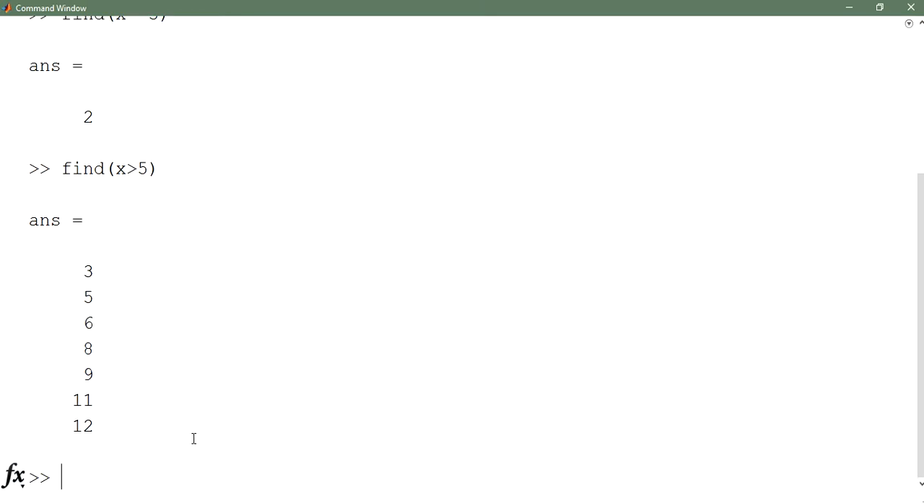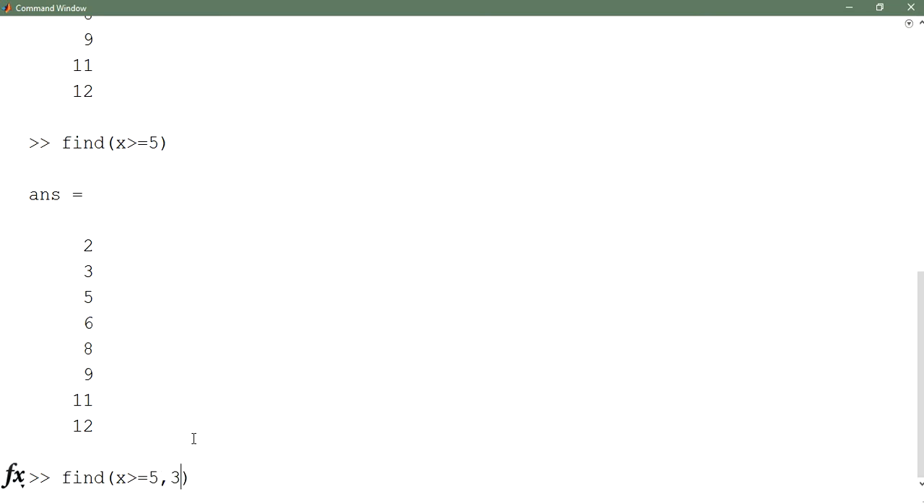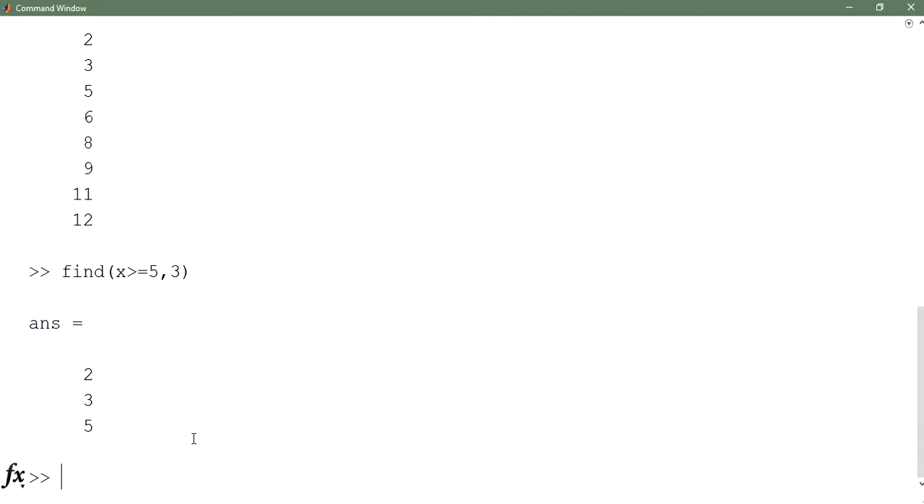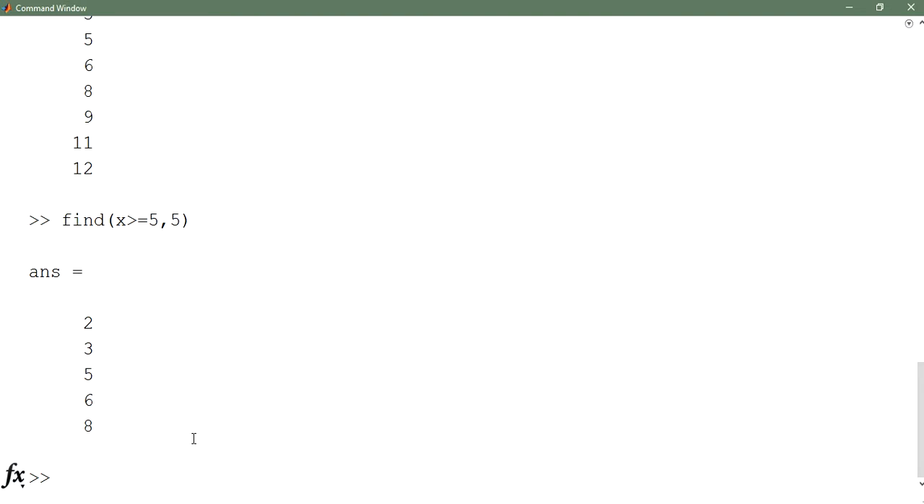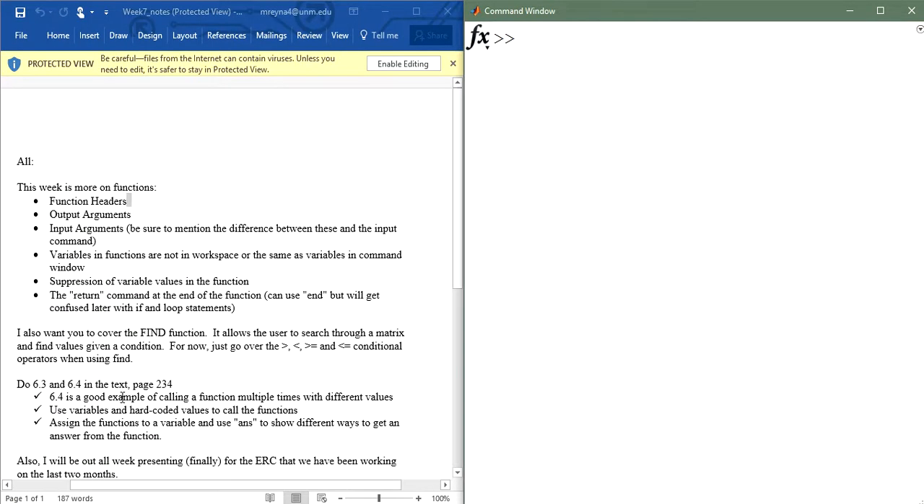So this is the find function. You have the option of carrying an equal sign here, and it'll just include where 5 is at. You have an option of listing just the first 3 variables, so instead of getting 2, 3, 5, 6, 8, 9, 11, and 12 positions, you're just going to get the first 3, which is 2, 3, and 5, or the first 8, which is all of them. You get the picture. We're just flying through this.